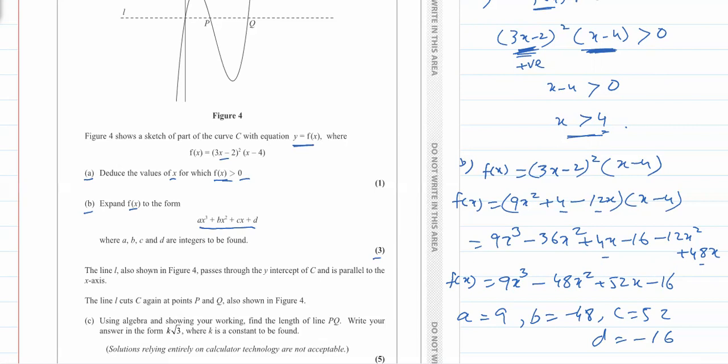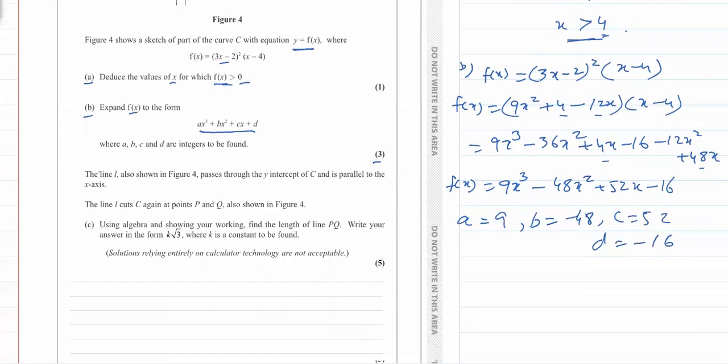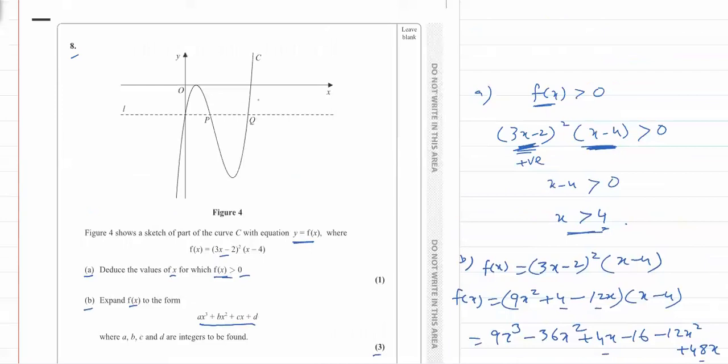Okay. Then part C. Let's first read the description of part C. It's given that the line L, also shown in figure 4, passes through the y-intercept of C and is parallel to the x-axis. Now it's shown that this is the line L. You can clearly see this is curve C, and this is line L, the dotted line. It's passing through the y-intercept. Here is the y-intercept, and it's crossing the curve at this point and at this point. These are the points where the line L is crossing the curve.